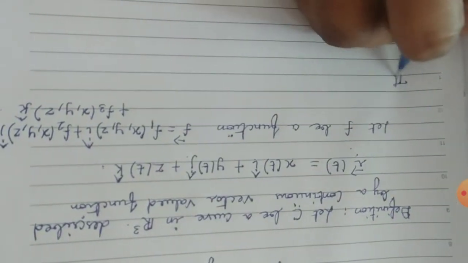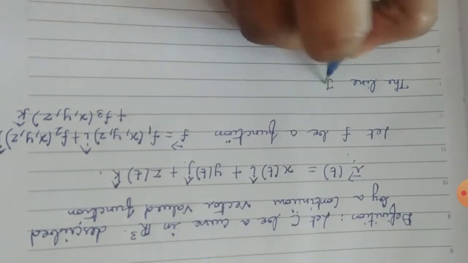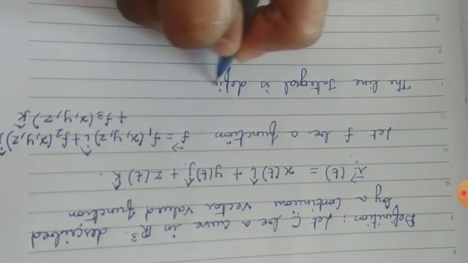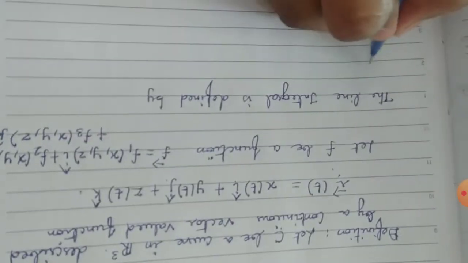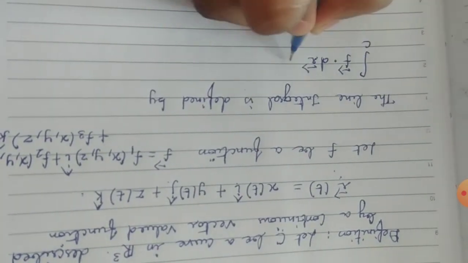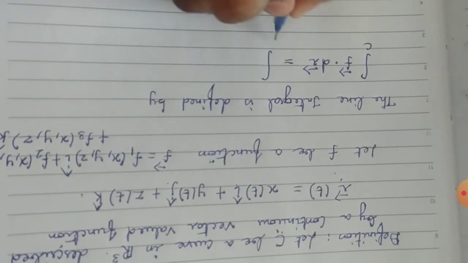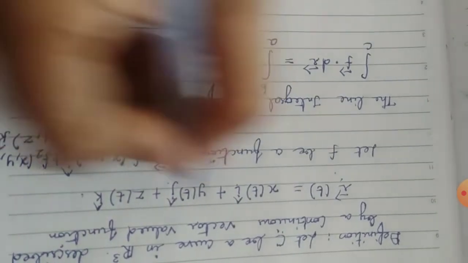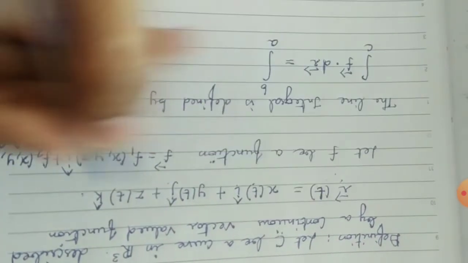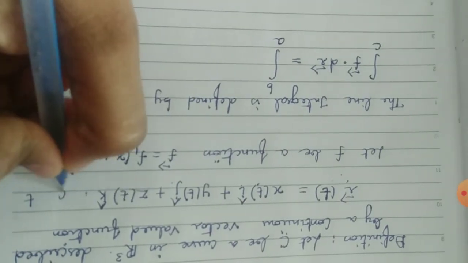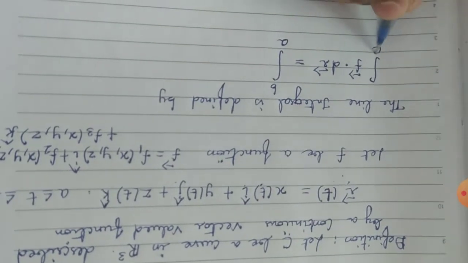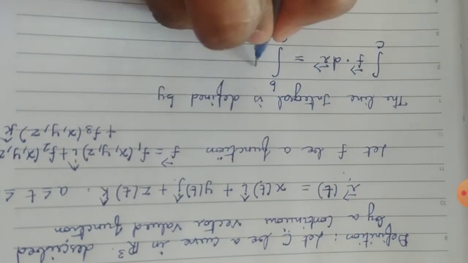So now see the definition of the line integral. The line integral is defined by the integral over C of f vector dot d r vector. It is defined as the integral from a to b. So what is a to b? Here we have a continuous vector valued function in terms of the variable t, where the value of t ranges from a to b. So here we are taking the integral over a to b.